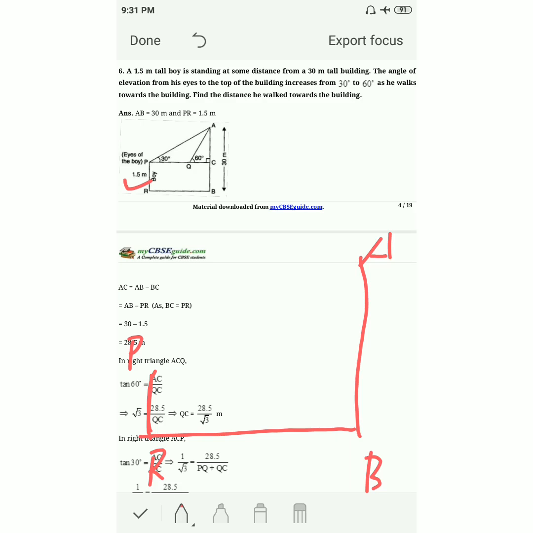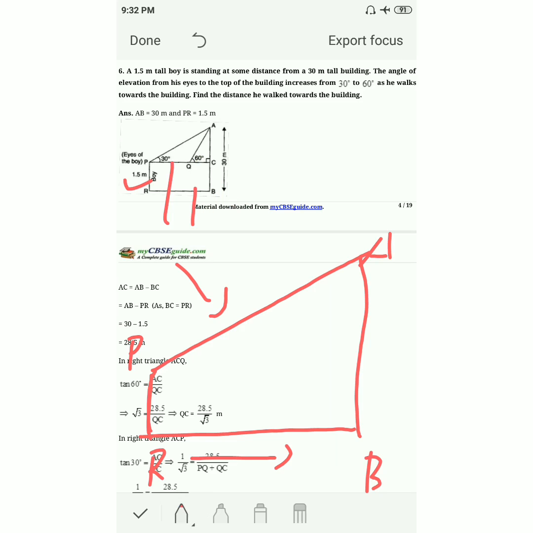Now the angle of elevation from his eyes to the top of the building increases from 30 degrees to 60 degrees as he walks towards the building. The boy is walking towards the building, that means in this direction. Initially the boy is standing at position R. Now angle of elevation means the angle created between the line of sight and the horizontal. So AP is the line of sight, because P is the eye of the observer and A is the object, the top of the building.